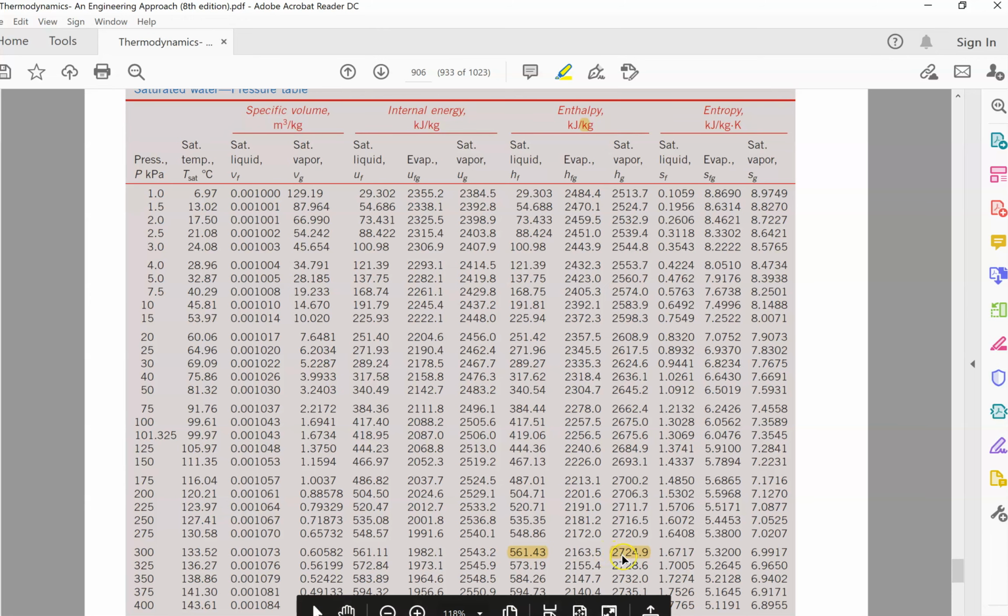Now you look for the closest H value. Go back. What is the H value? I keep forgetting my H value. 2864. You go back here. Now you look for 2864. Oops, 2864 is actually sitting in between these two values.